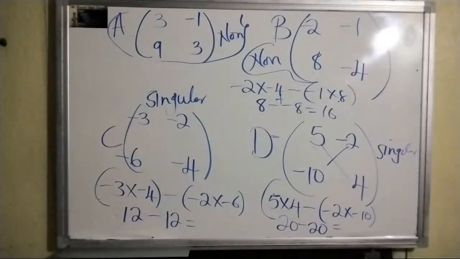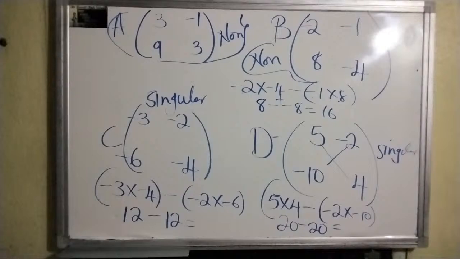So guys, I'm just checking. 3 3s is 9 minus that is non-singular for A. I believe it is true. B now, negative 2 times negative 4 give you a positive 8. Now we have minus 1 times 8, that's negative. However, 2 negatives give you a positive. So that gives you 16. So that's non-singular.